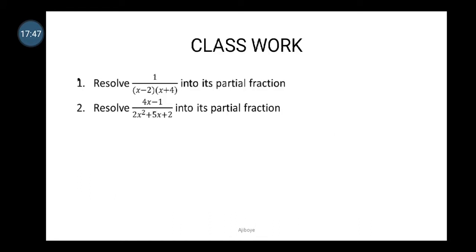Please attempt the classwork just to show that you understood what I have explained. And don't forget the steps. I've given you the general expression for linear factors and repeated linear factors. Once you can do that, the next step is that you multiply through by the LCM and compare coefficients. That's all. Once you compare the coefficients, you'll be able to get the constants. So attempt the classwork and forward your attempt to my WhatsApp number.